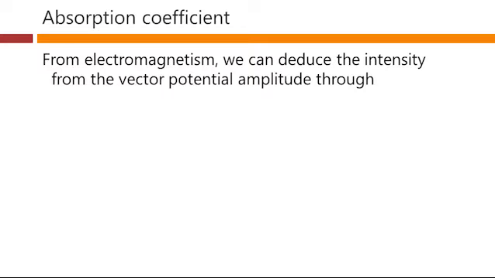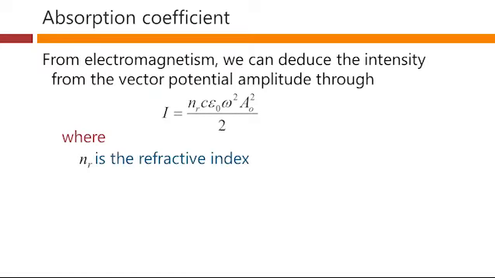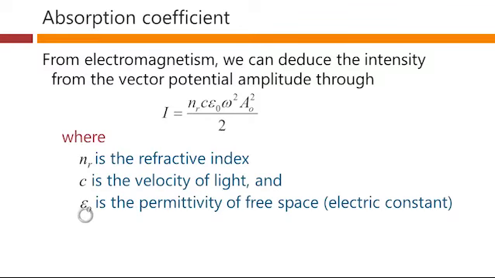Now, from electromagnetism, we can deduce the intensity from the known vector potential amplitude, and the formula for that is as I'm showing here. And in this formula, nr is the refractive index of the material, c is the velocity of light, and epsilon naught is what used to be called the permittivity of free space, though it's now more correctly called the electric constant. Anyway, this is just a formula, and as I said before, the intensity is related to the square of the amplitude of the magnetic vector potential that is oscillating in this electromagnetic field.